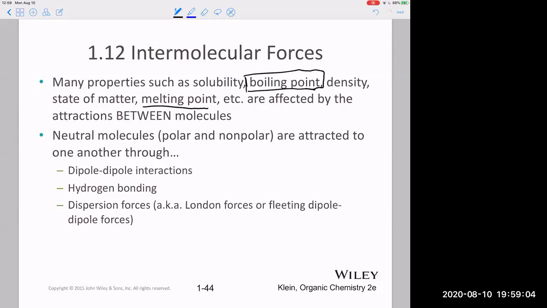So there are three different types of interactions. Molecules can interact with their neighbors in three different ways. One is dipole-dipole interactions. That has everything to do with what we left off with last video, talking about polar compounds. We said that some compounds have dipole moments. So polar molecules interact strongly with other polar molecules through dipole-dipole interactions.